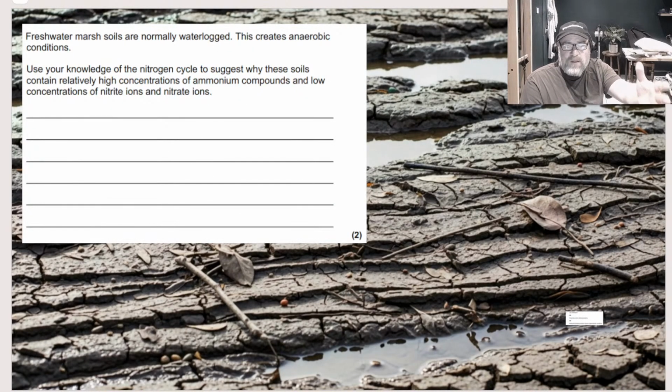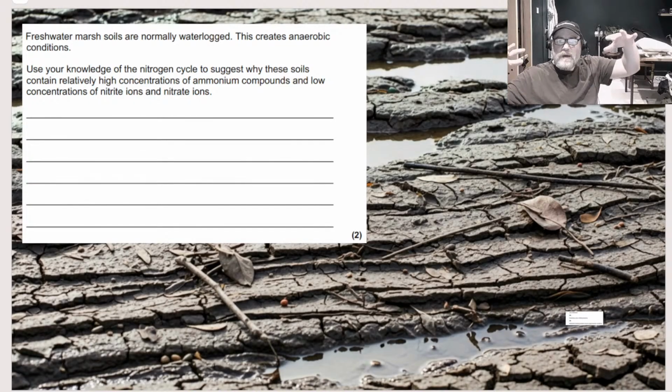So if we look at this: freshwater marsh soils are normally waterlogged. This creates anaerobic conditions. Use your knowledge of the nitrogen cycle to suggest why these soils contain relatively high concentrations of ammonium compounds and low concentrations of nitrite and nitrate ions. This is an AO2 topic. When you learn the nitrogen cycle and all the steps off by heart, which you can just do from your revision guide, that's the first step.